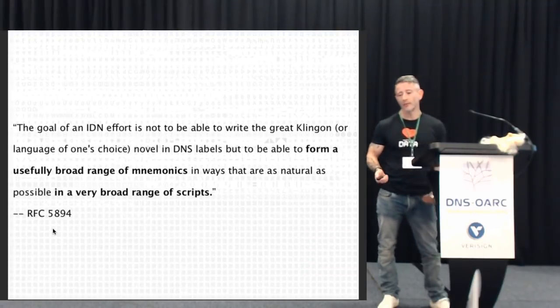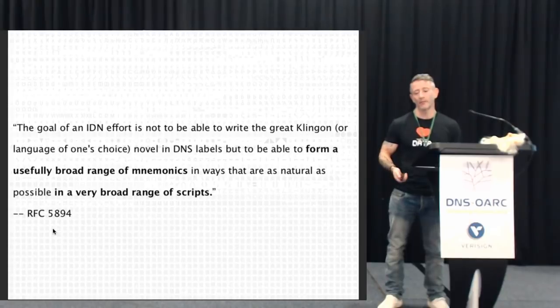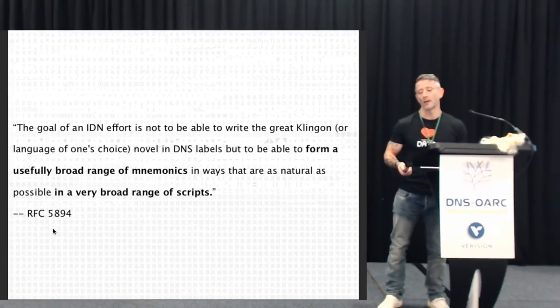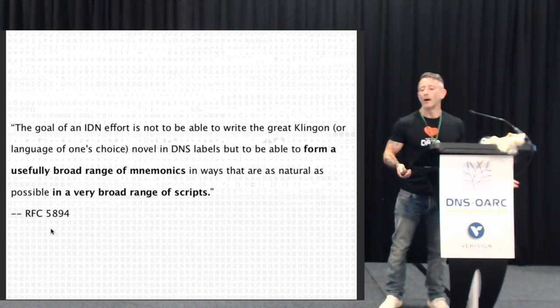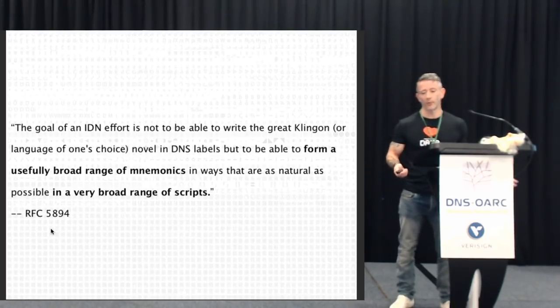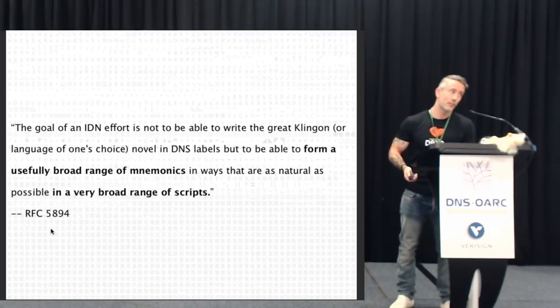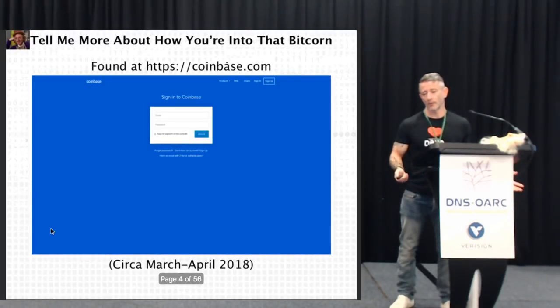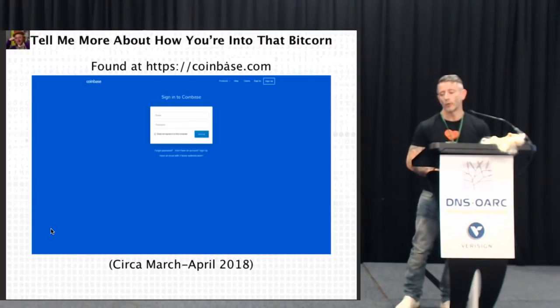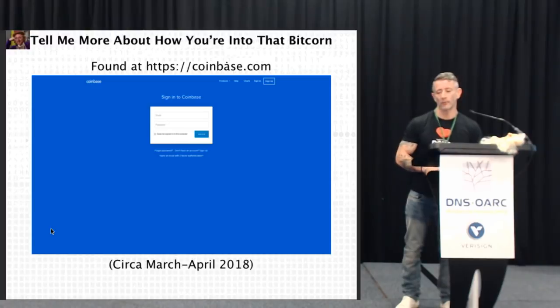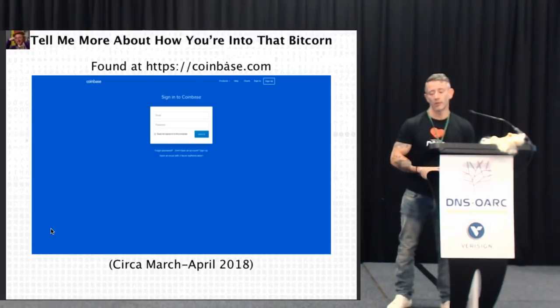To kick things off, the goal of the IDN effort, from IDNA 2008, RFC 5894, favorite quote to sum it all up: the goal of the IDN effort is to be able to form a usefully broad range of mnemonics in a broad range of scripts. But it also paves the way for stuff like this. This is a sample of something we'll see a lot of shortly. Earlier this year, a fully functioning phishing site, coinbase.com. The homoglyph in this case is the extended Latin letter with the dot over it, forming the homograph of Coinbase.